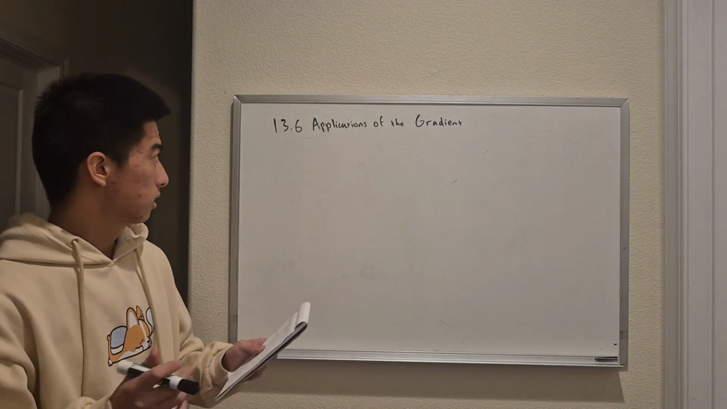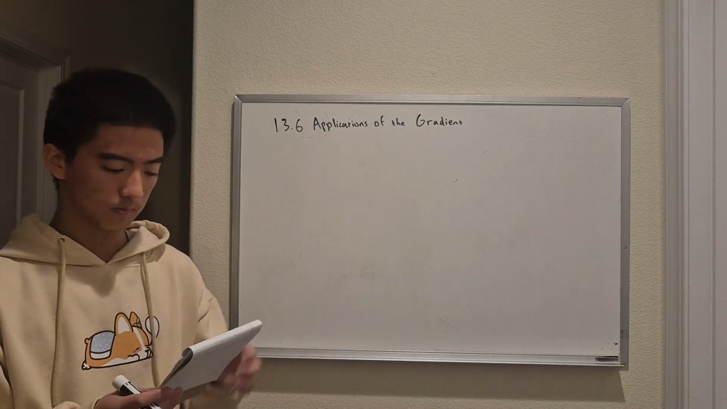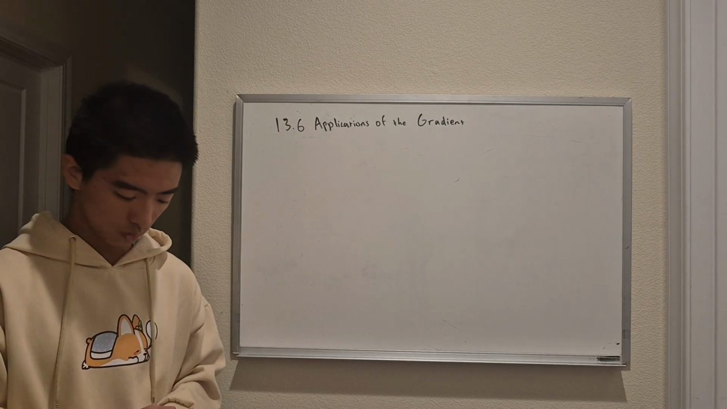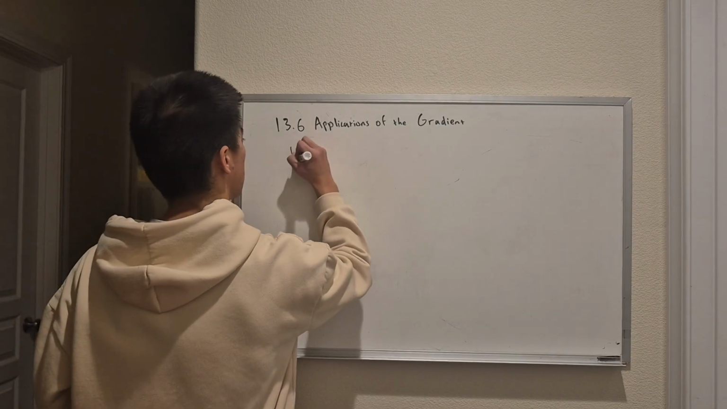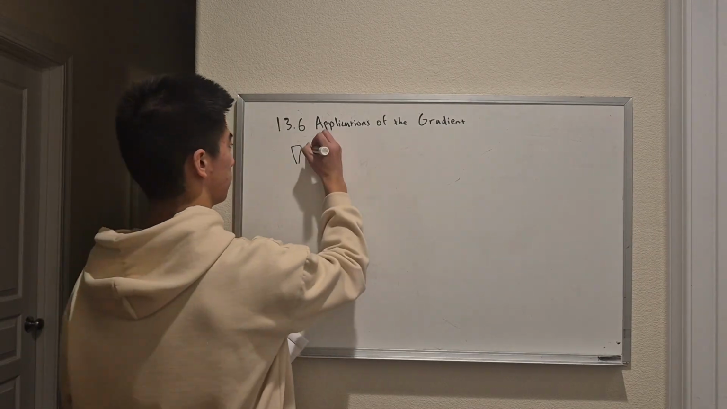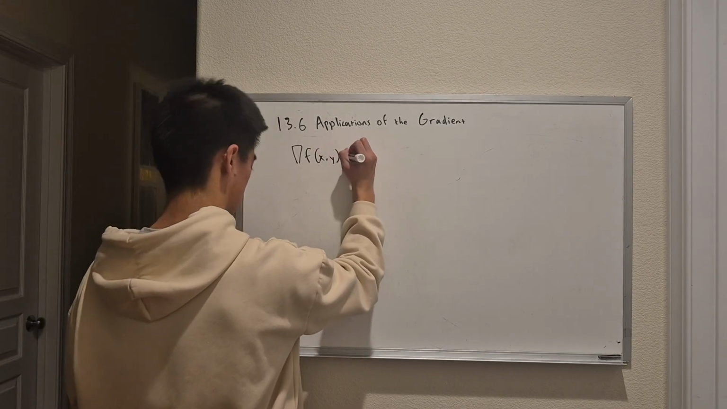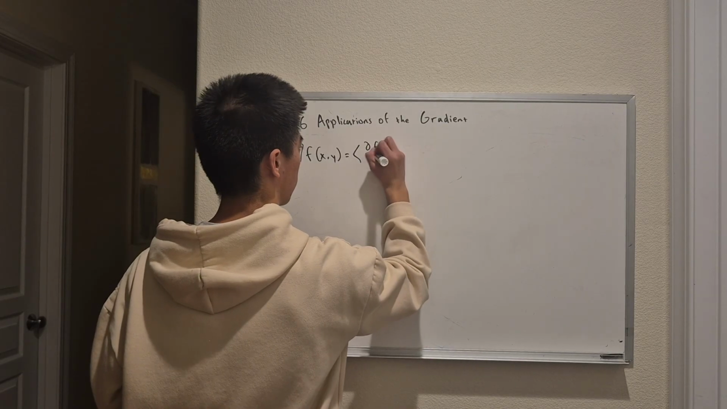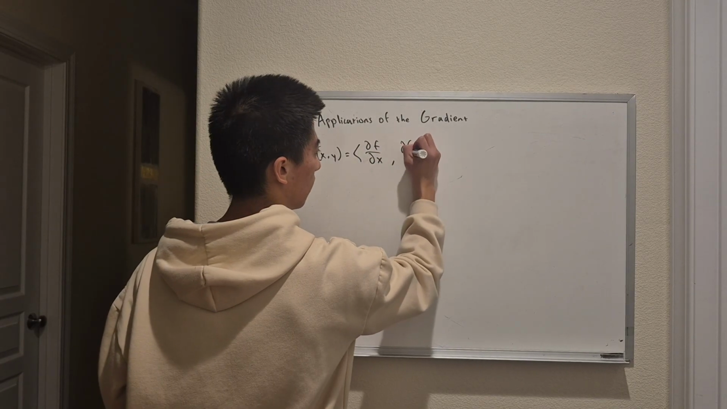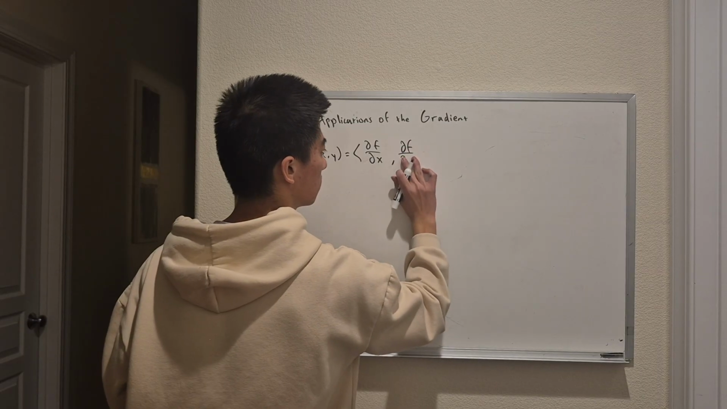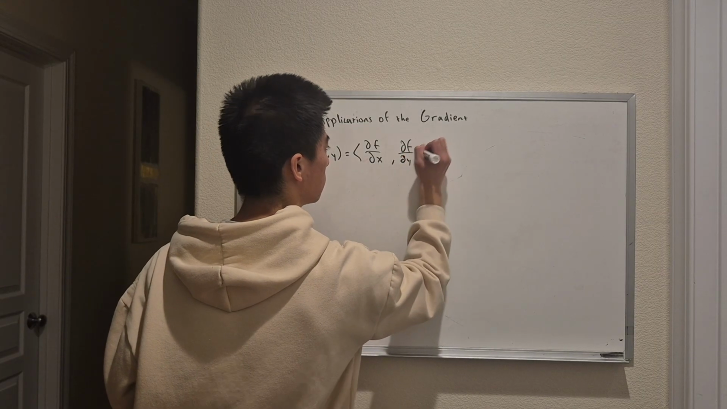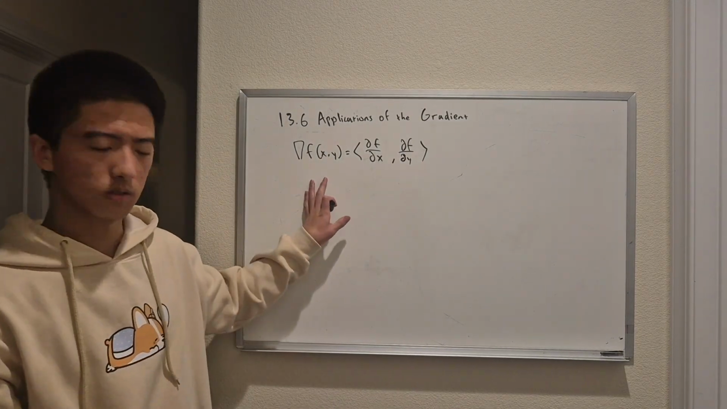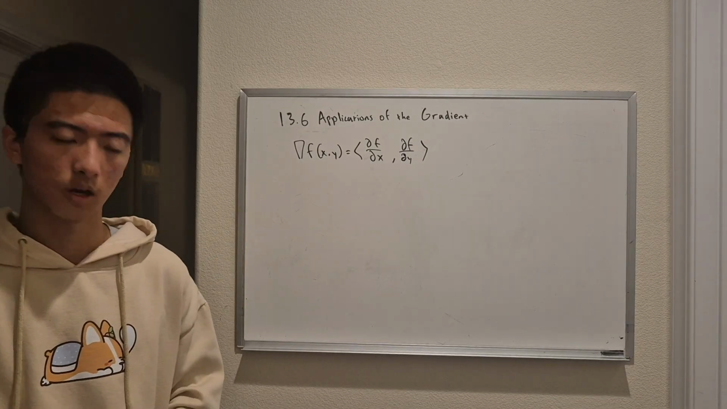Today I'll be talking about 13.6 applications of the gradient. In the previous subtopic, we defined what a gradient was. We read this as del f of x, y is equal to the vector of the partial derivative of f with respect to x and the partial derivative of f with respect to y. And this gradient, this 2D vector, has a lot of applications that I'll be talking about.